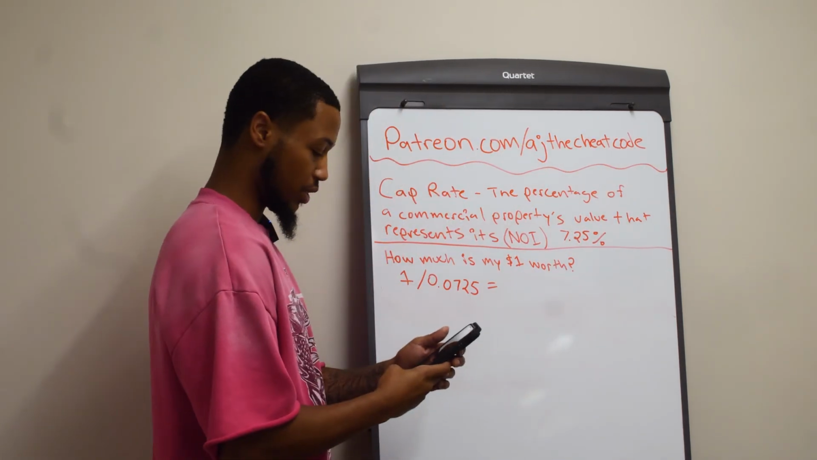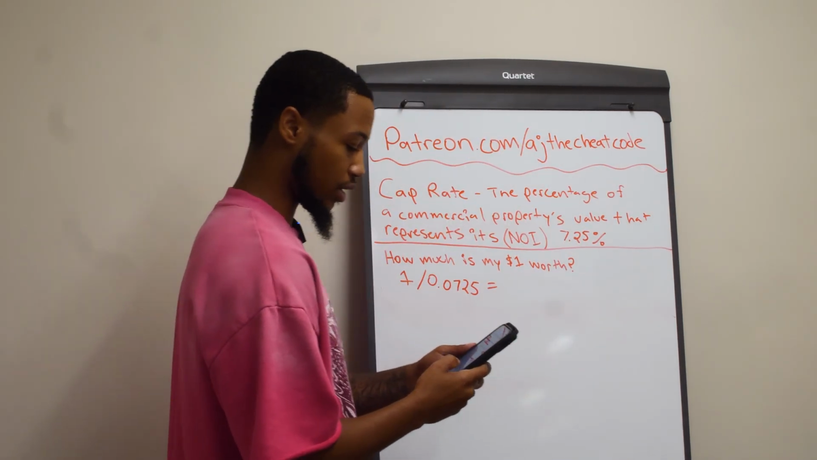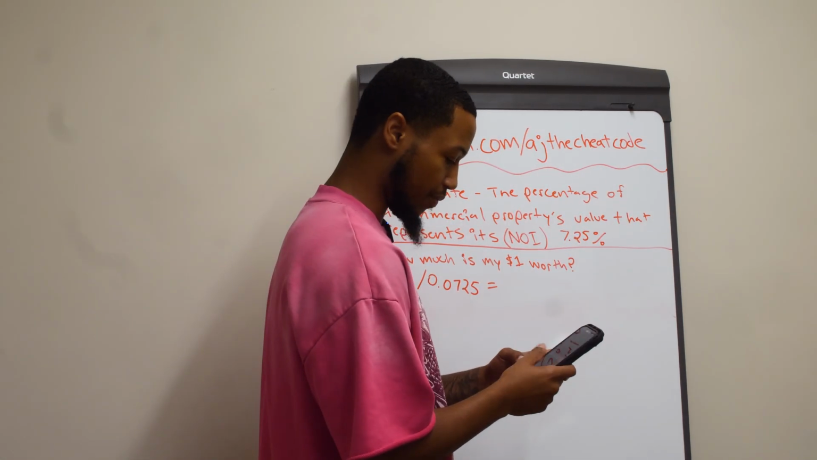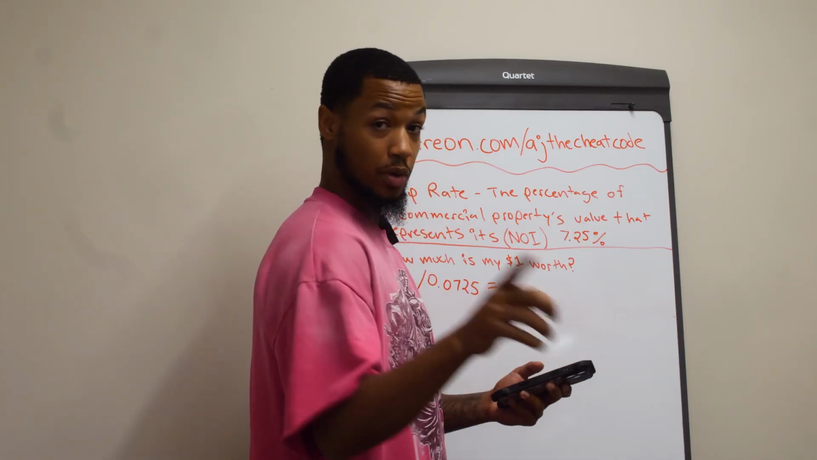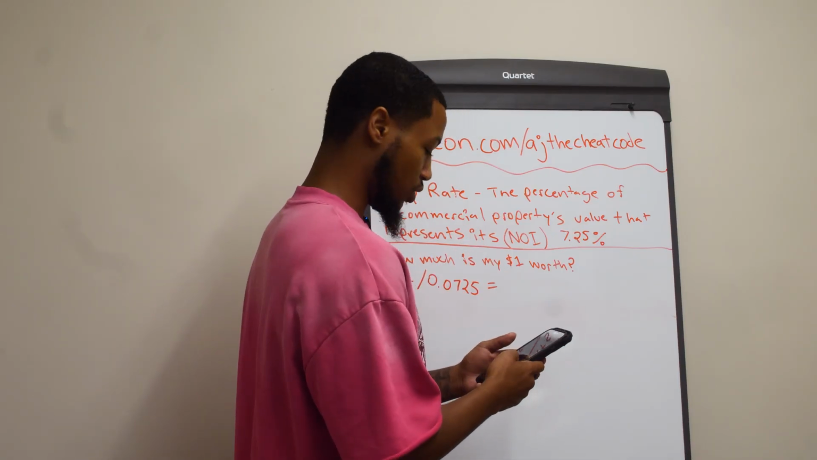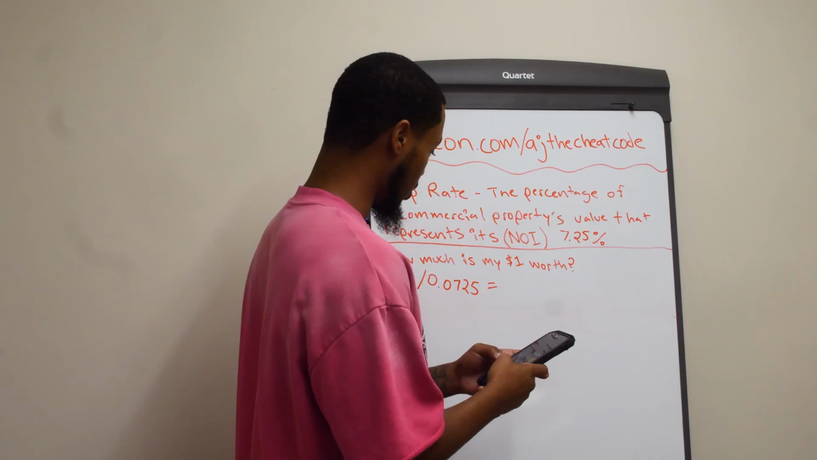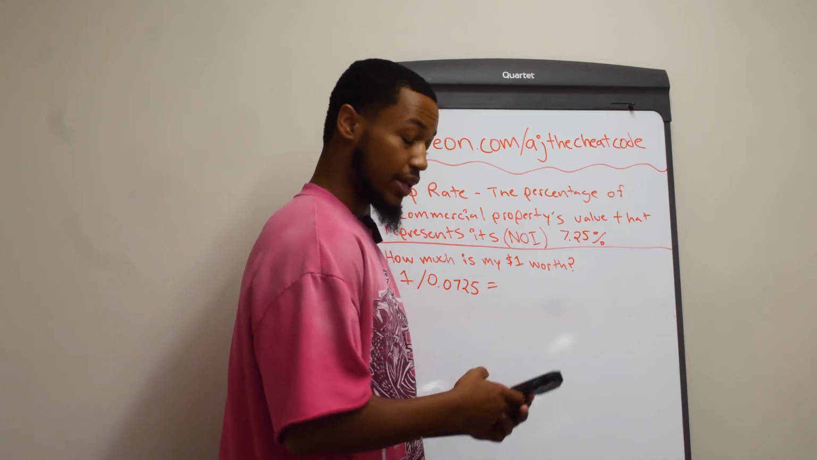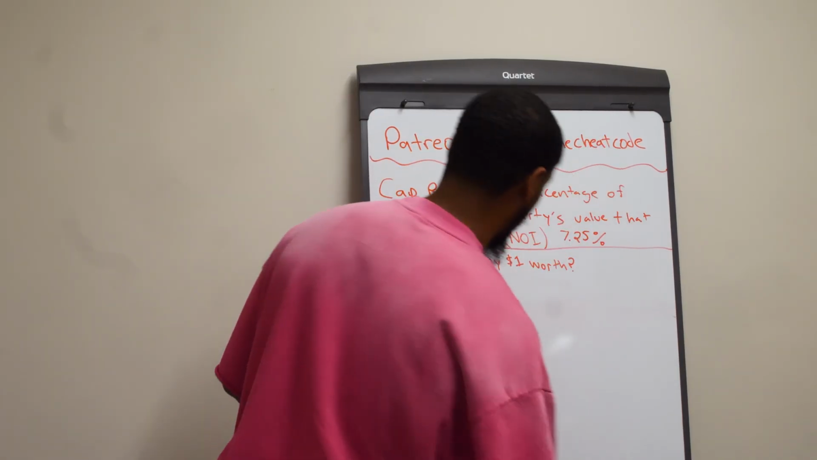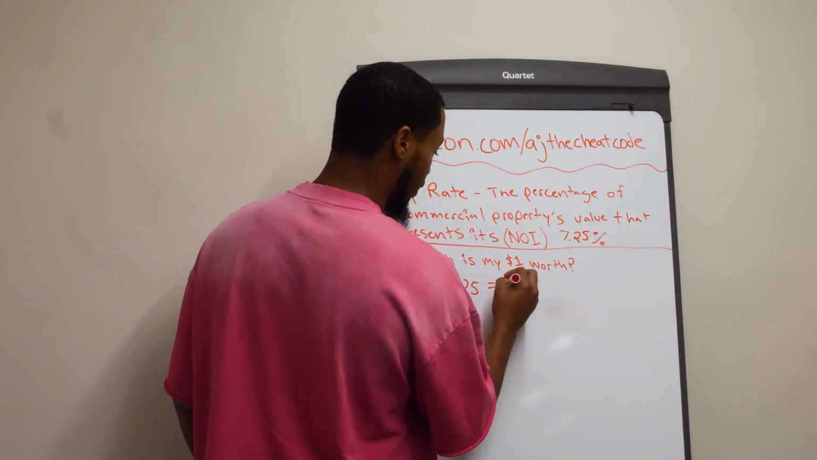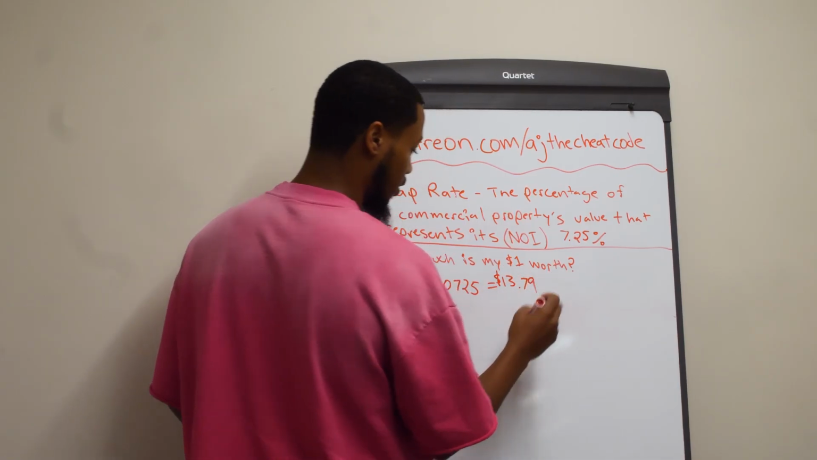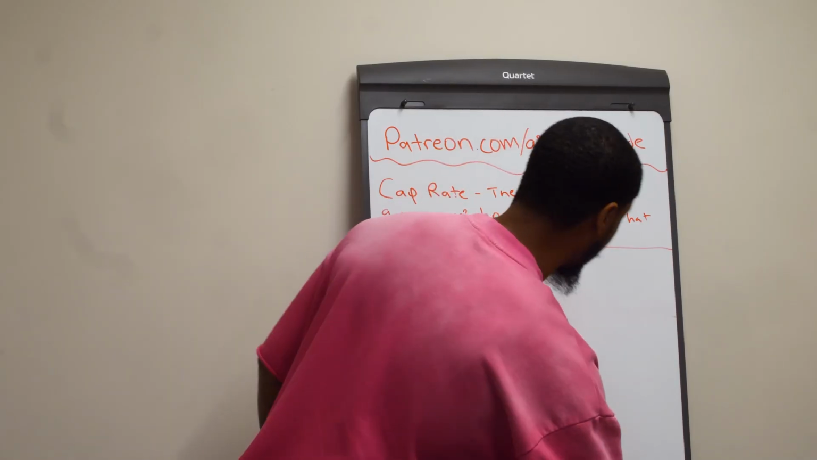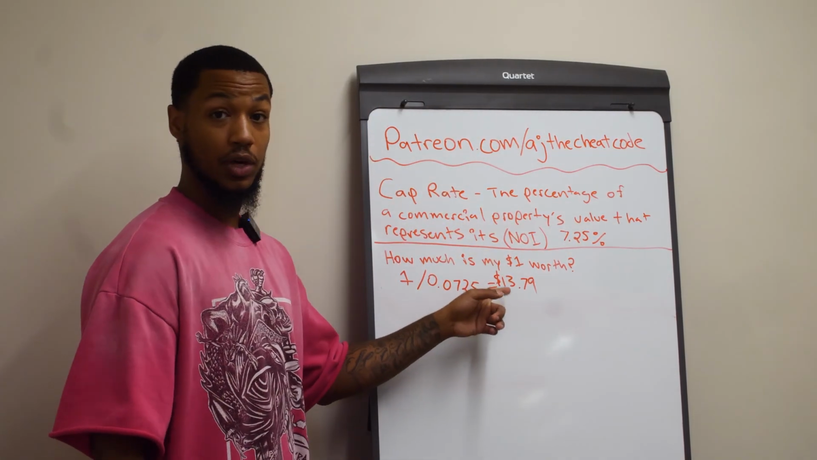So I wasn't the best in math class. I graduated college with a 2.95, so y'all bear with me. Those that were in my classes, y'all know all about me. So 1 divided by 0.0725 gives me a dollar amount of $13.79, which is huge. That's how much $1 is worth in my building.